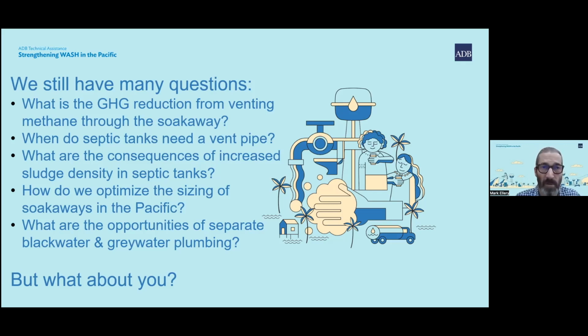And then the reduction of methane gases and attenuation, the use of vent pipes, are other questions that we're still working on, still trying to understand further and looking for collaboration on. Thank you.